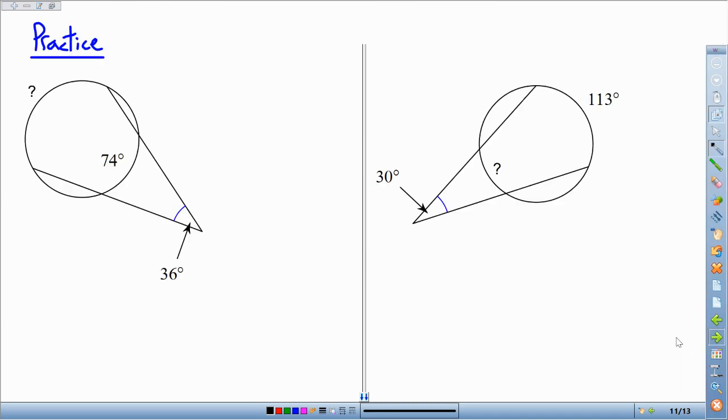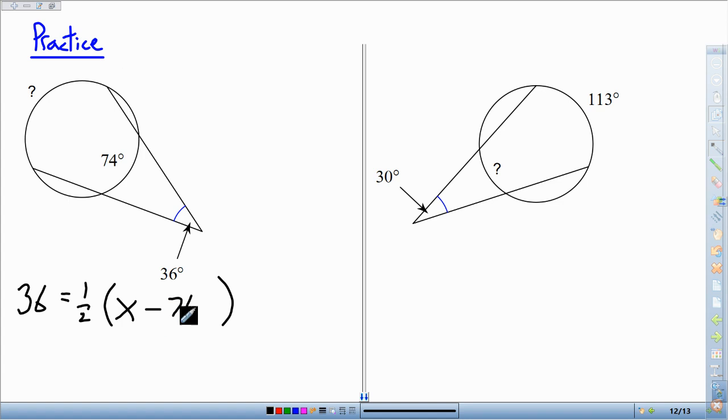Okay, so I'm going to have you guys try a couple of these on your own. All right, so let's set them up, see what happens. So angle outside, we got a 36 equals 1/2 the two arcs subtracted, big arc, x, minus small arc 74. Okay, from here, let's undo the 1/2 by multiplying by 2 over 1. Over on the left, we got 36 times 2, which gives me 72. Over on the right, these are gone. I got x minus 74.